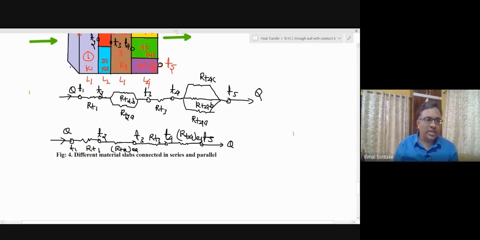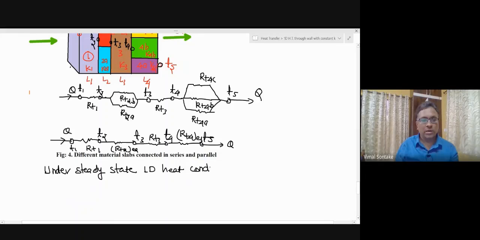So let us do its analysis. So under steady state, one-dimensional heat conduction, how can I write the expression for this using Fourier's law?